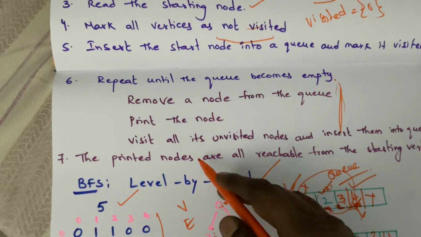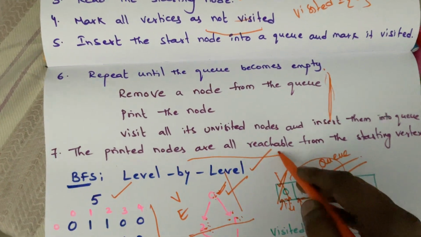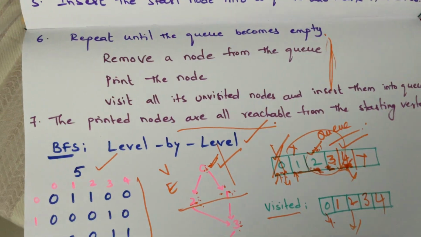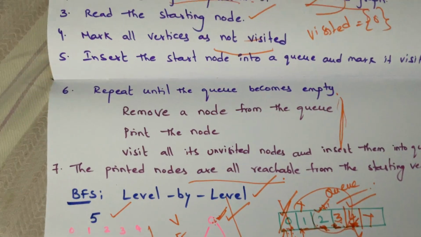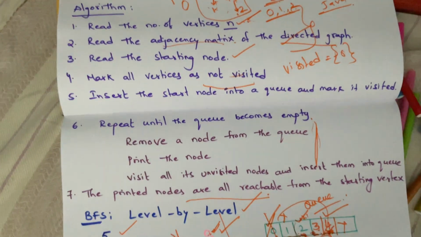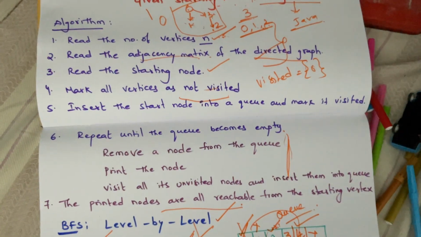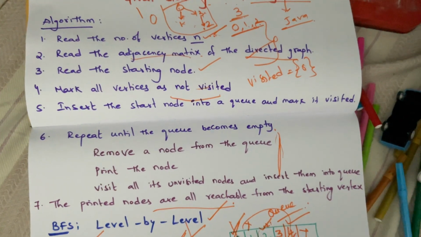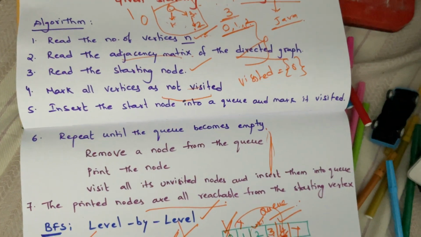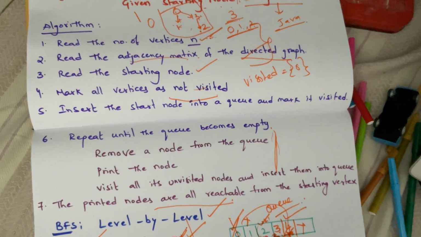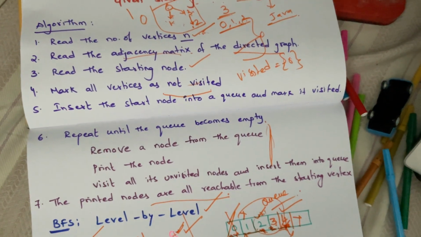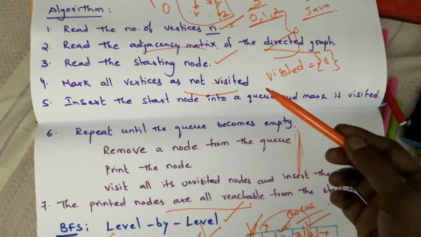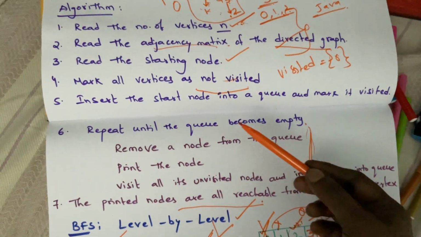Then we will be printing all the nodes that are reachable from the starting vertex. That means we'll print this one. Fine. So this is the algorithm. Have a look. It helps you to write in the examination. So it's definitely worthwhile to write the algorithm the same way in the exam. If you are good in programming, you can also write the coding part wherever it is required in the theoretical steps. Fine. Repeat until the queue becomes empty.